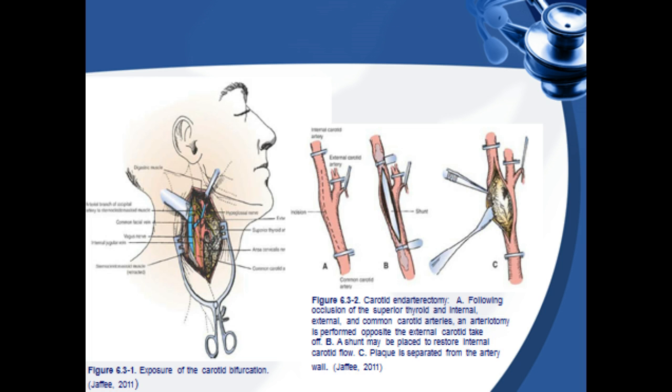Figure 6.3-1 on the left side shows exposure to the carotid bifurcation. In addition to the vascular structures, take note of the vagus and hypoglossal nerves and their respective areas. On the right-hand side, in figure 6.3-2, you'll notice figure A shows the clamping of the carotid artery, B shows placement of a shunt, and C is separation of the plaque from the carotid artery.